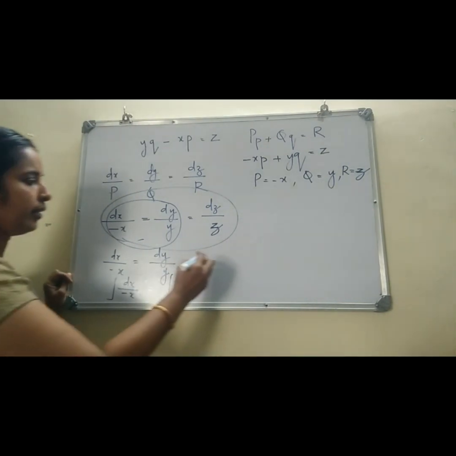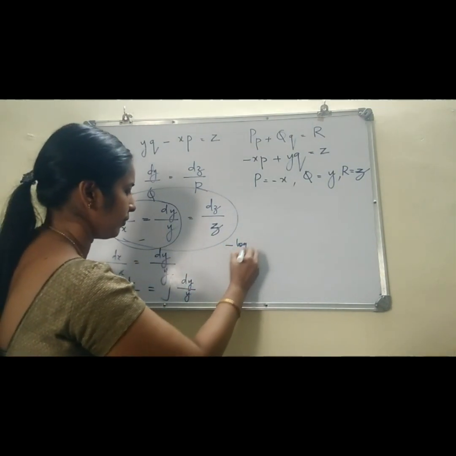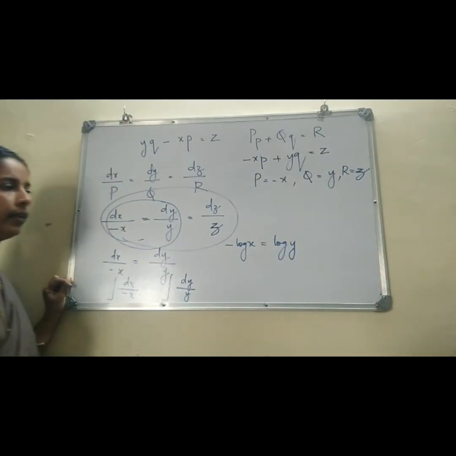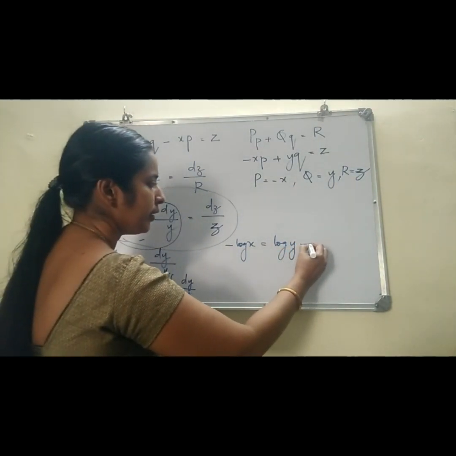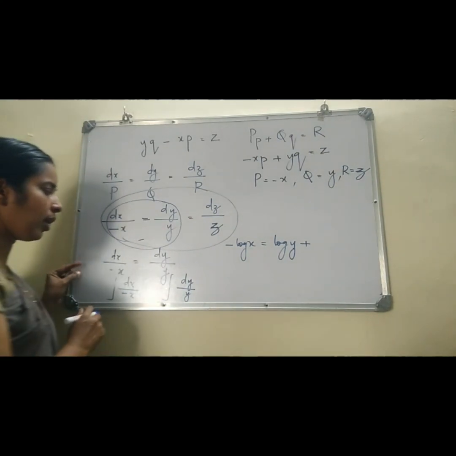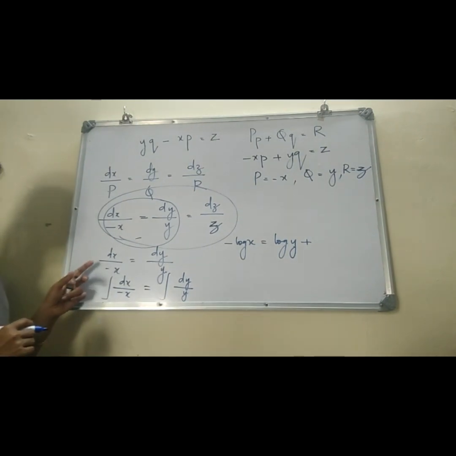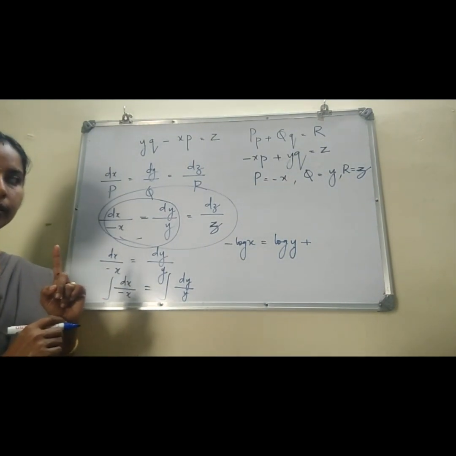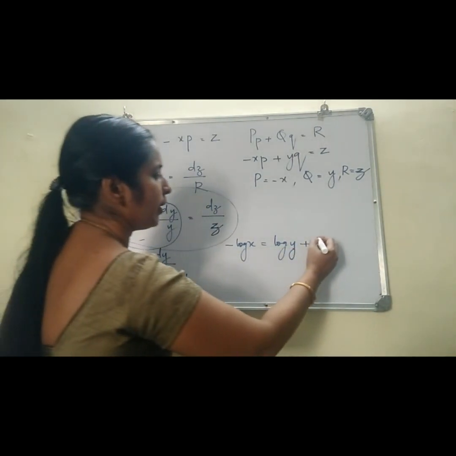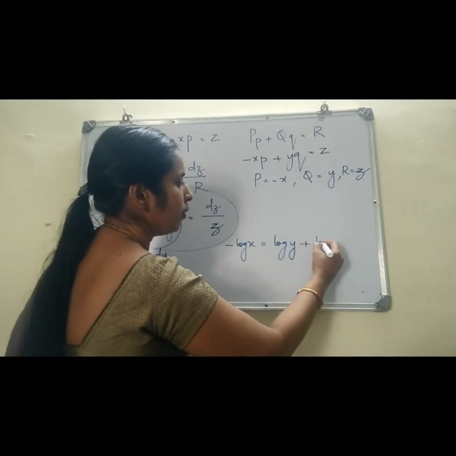What is the integral of the left side? It is minus log x is equal to log y plus, after integration you have to put a constant. The solution of a first order differential equation contains an arbitrary constant. Let the constant be, since these terms are in terms of log, log c1.